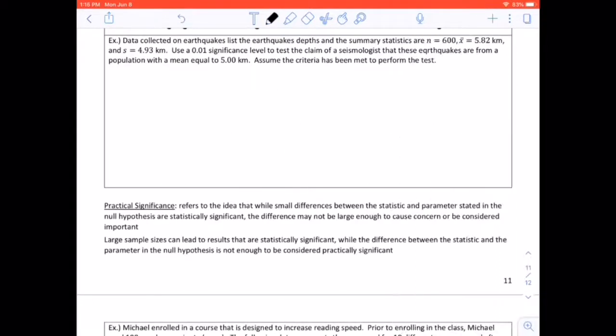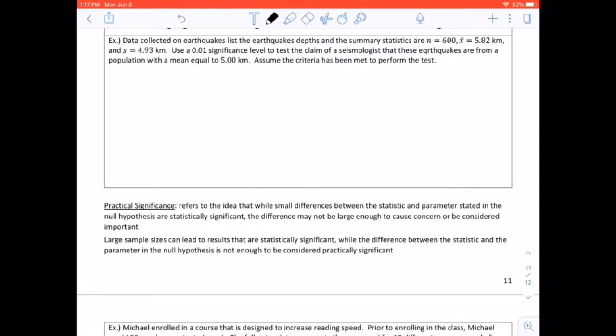The next example says, data collected on earthquakes list earthquake depths. The summary statistics are n is 600, x bar is 5.82, and s is 4.93. Use a 0.01 significance level to test the claim of a seismologist that these earthquakes are from a population with a mean equal to 5 kilometers. Assume that the criteria has been met to perform the test.